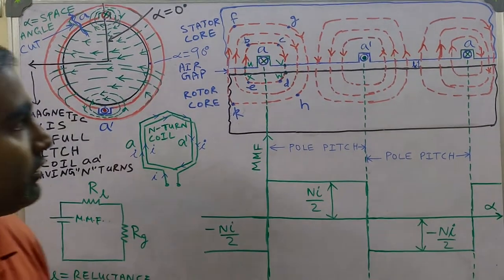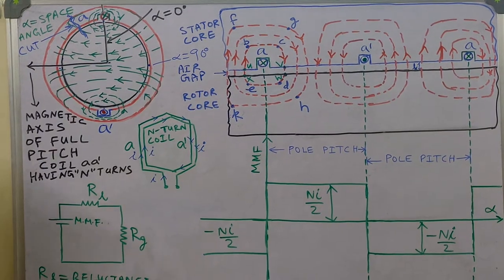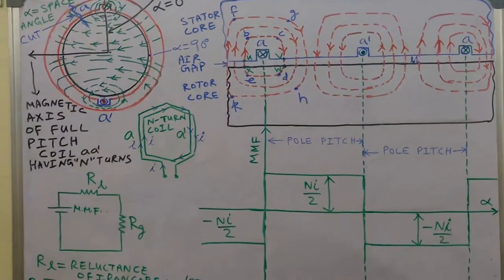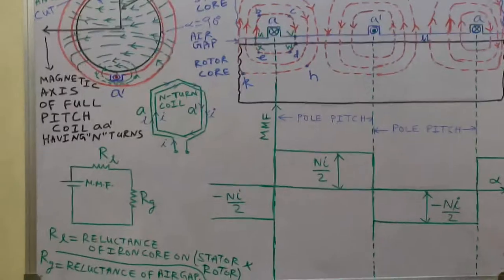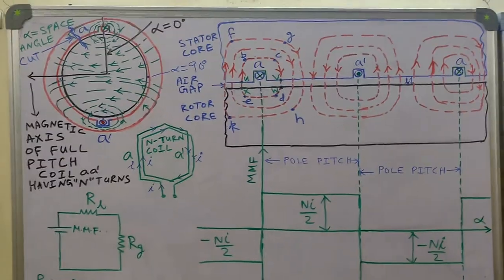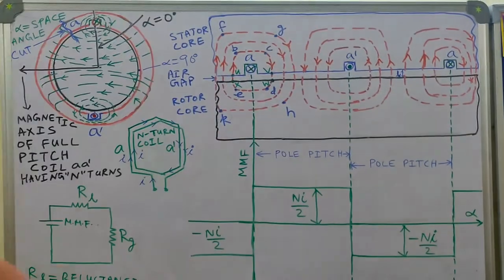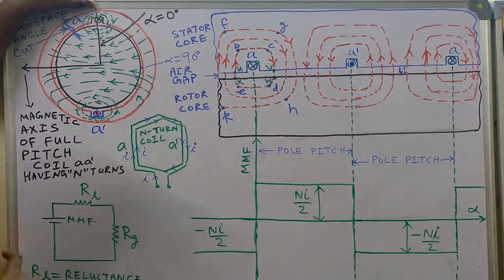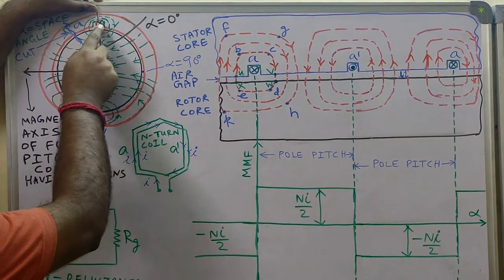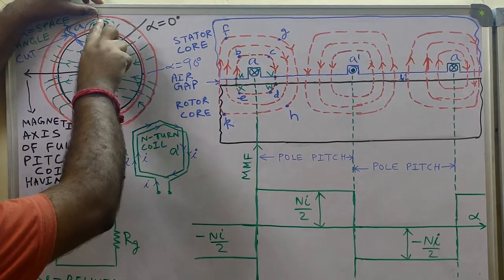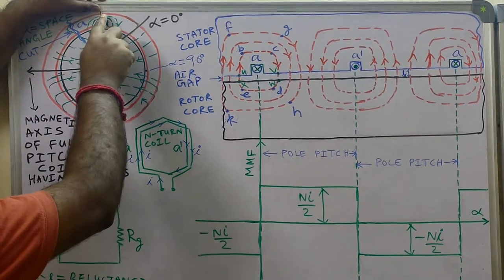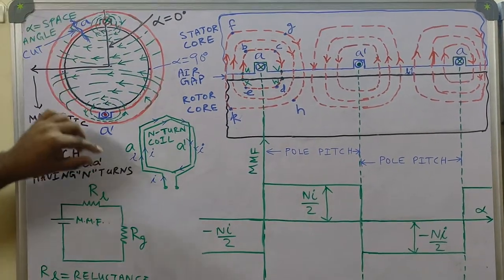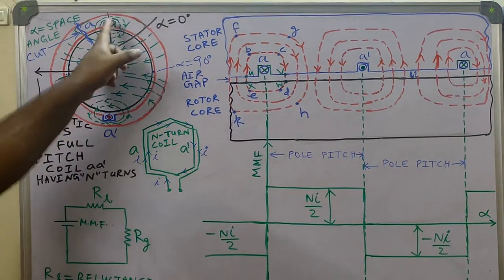Now, this is our first assumption, that the permeability of the stator core and rotor core are infinite, so that the reluctance offered is almost zero. What is our second assumption? Our second assumption is that the air gap length between the stator core and rotor core is very small compared to the pole pitch length. So what is the pole pitch length? If you measure the peripheral distance from coil side A to coil side A dash, this peripheral distance will be termed a pole pitch. So we are assuming that the air gap length is much smaller compared to the pole pitch of the coil.